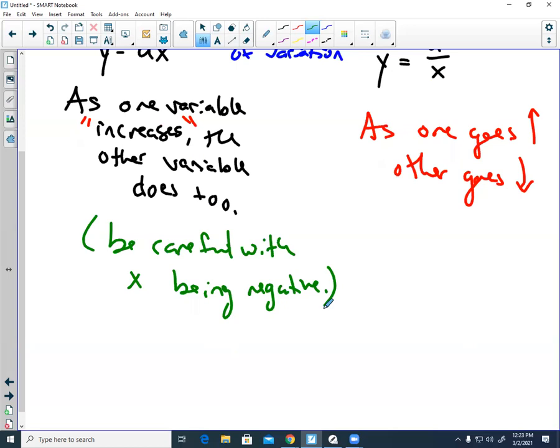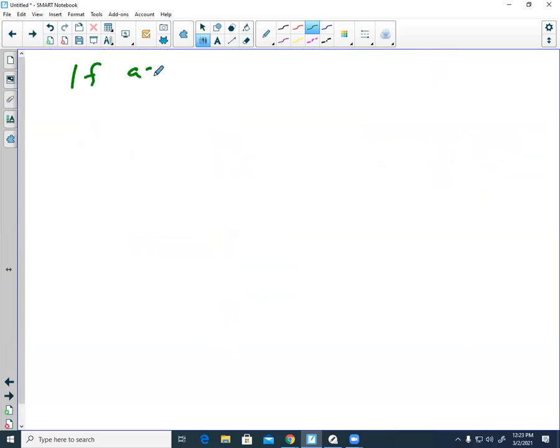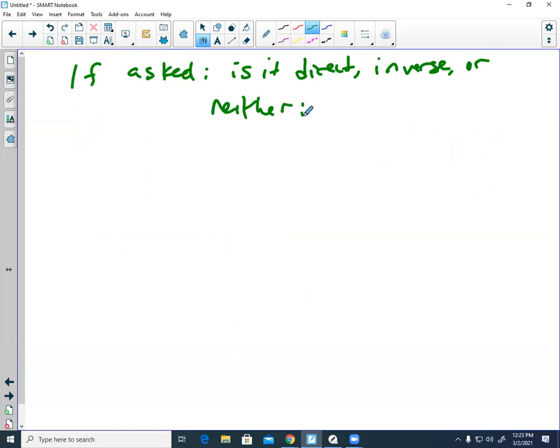All right. So if you're asked, is it direct, inverse, or neither? The first thing that you should do is solve for y. If you solve for y and it's in the form of y equals something times x, it's direct. If it's in the form of y equals something divided by x, it's inverse. If it's in any other form at all, it is neither.